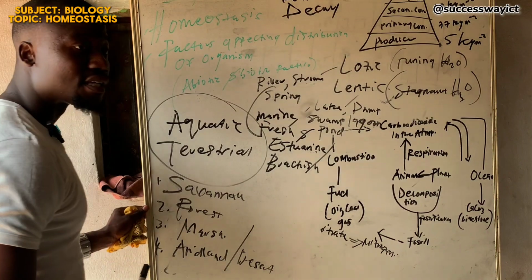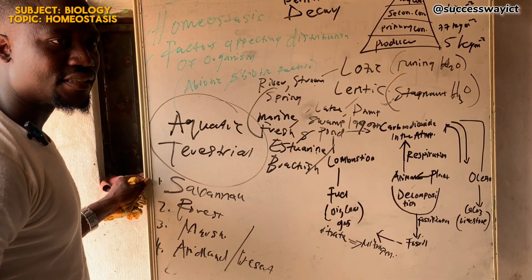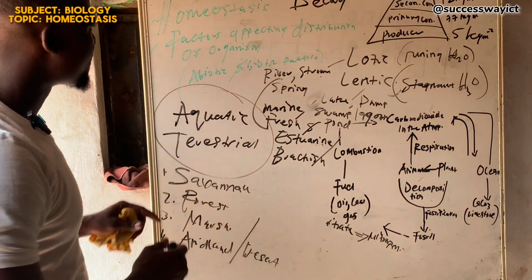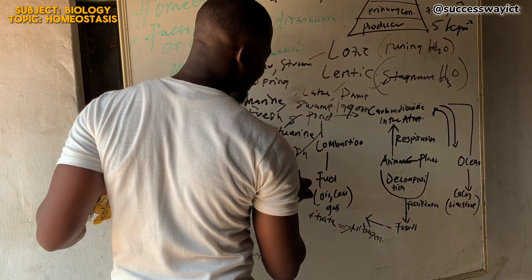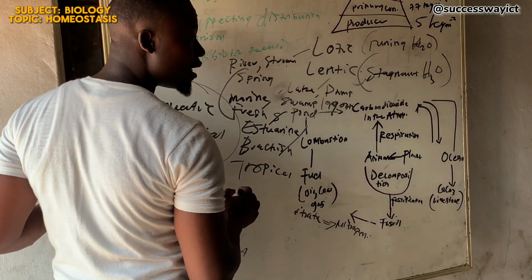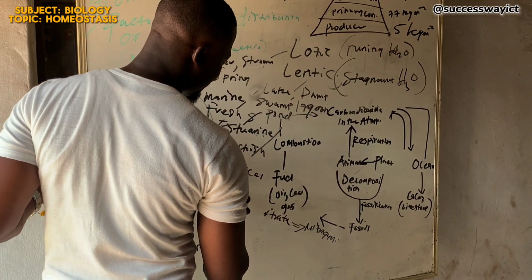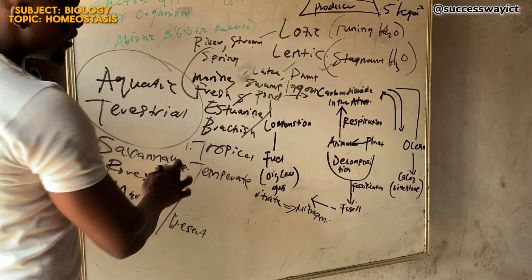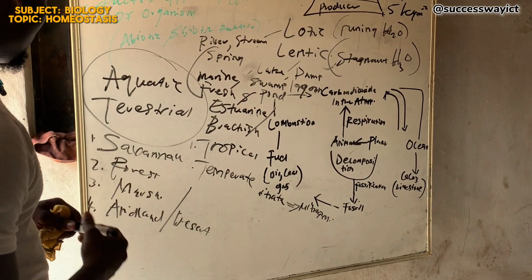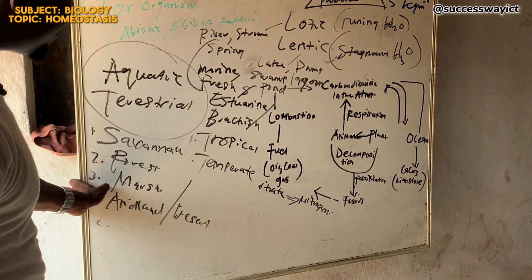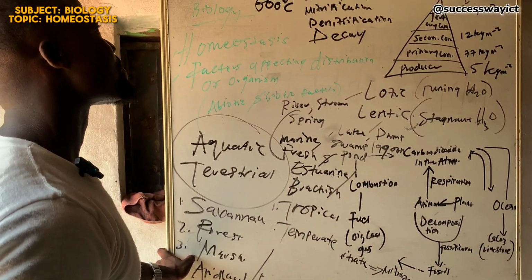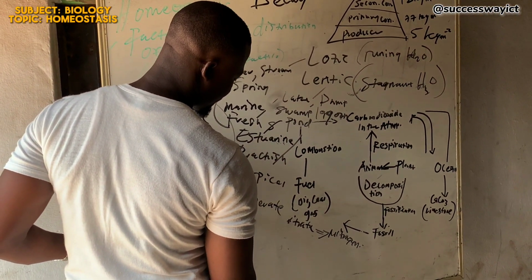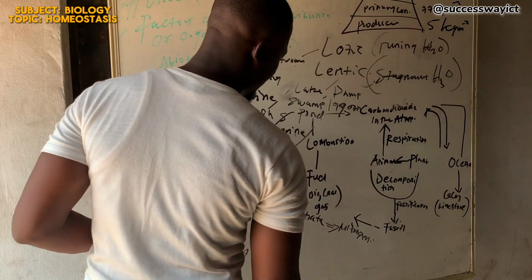All right. Forest. Types of forest. You say what? Tropical. Yes. These are the two major types of forests. Mangrove. Mangrove should fall under marsh, because mangrove can still be found there. I will tell you why.